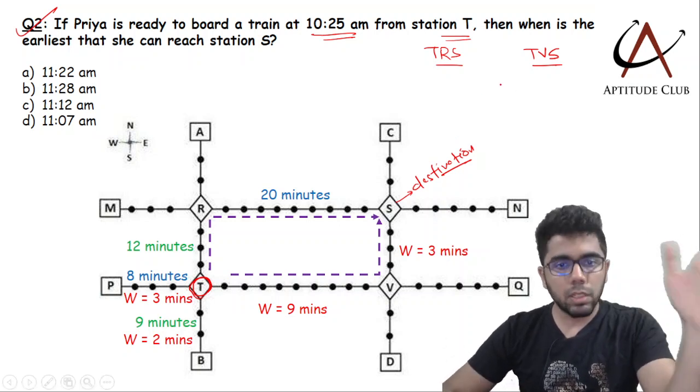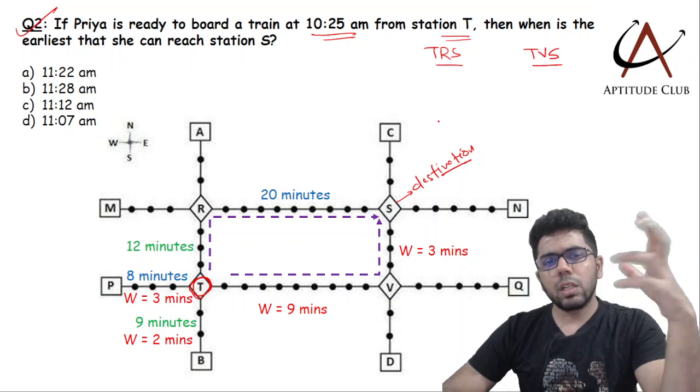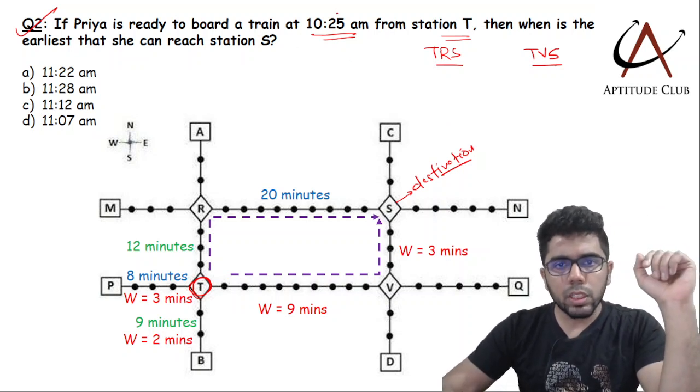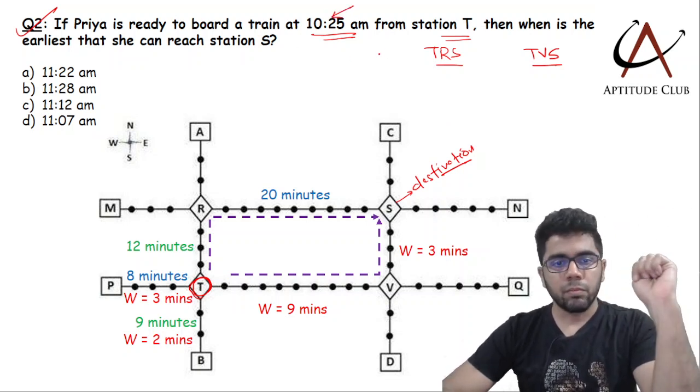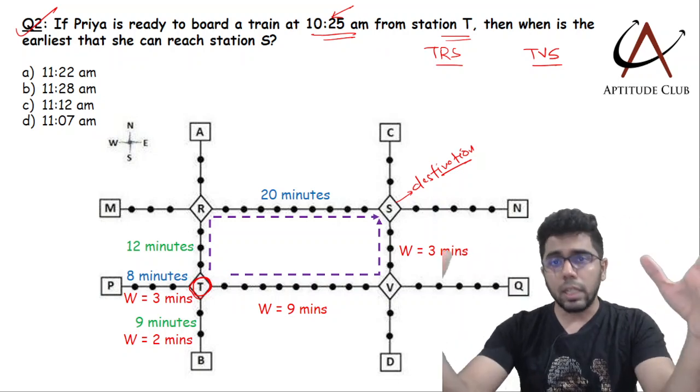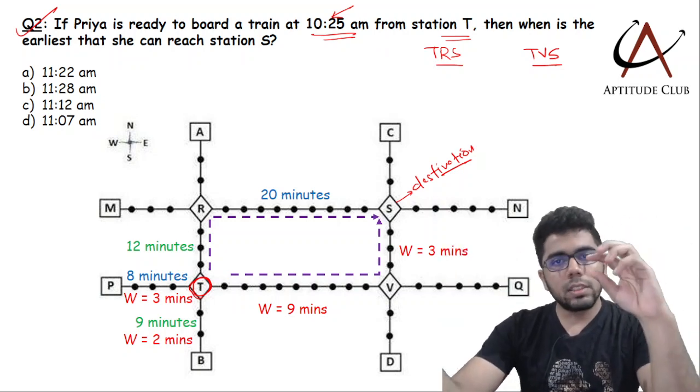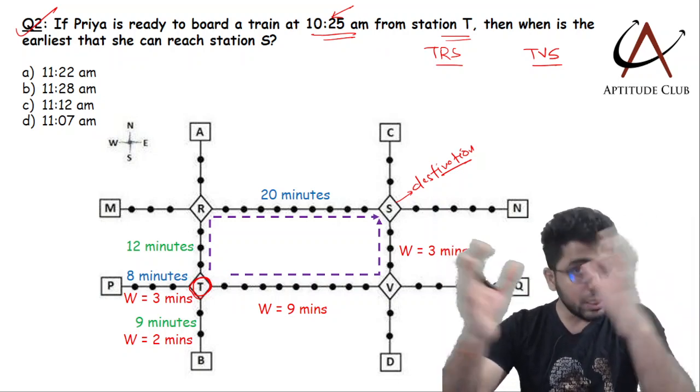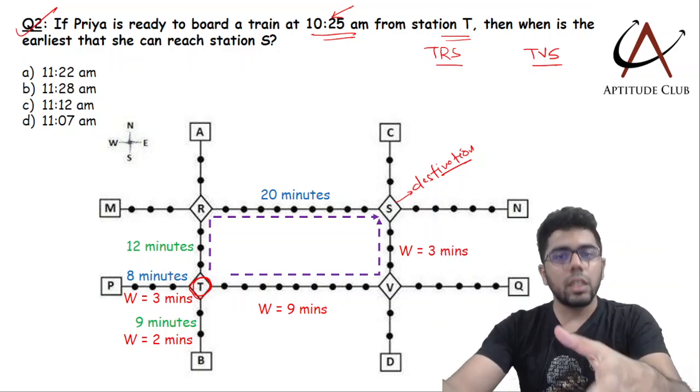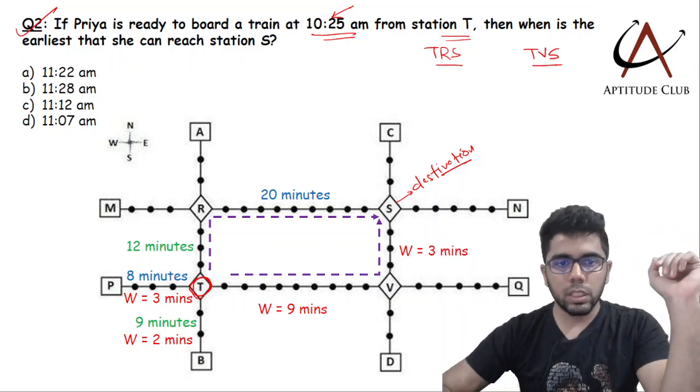Where will it take less time? Now let's figure out: from T she is ready to board the train at 10:25. Now think about this, she is ready at 10:25. Again the question: is there a train available at 10:25? If not, where is the next best train available? According to that she will decide her journey.